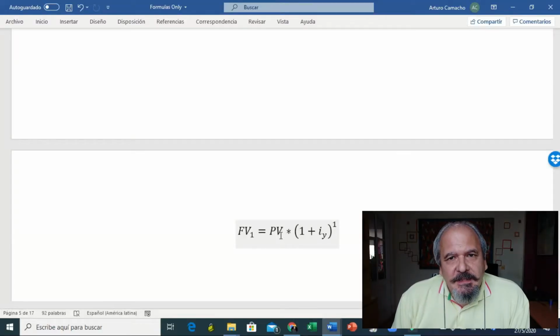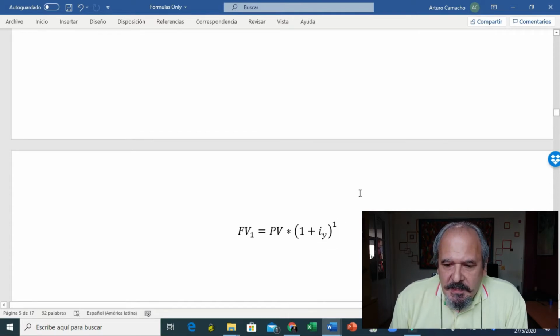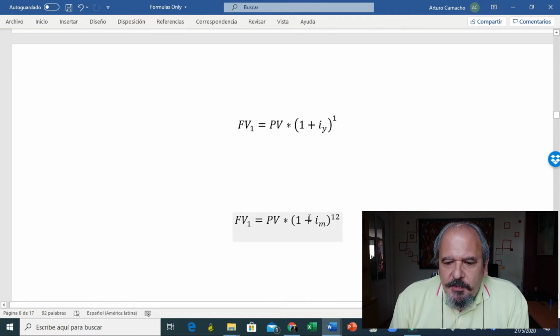Okay, we know that by the end of a year, the formula we already know of future value is the principal times 1 plus interest to the 1, because it's 1 year, and that interest is a yearly interest. And that will be the same if we do it by 12 terms, which is this one over here, but with the interest being a monthly interest. So if both formulas reach the same future value at the end of 1 year, then these two terms must be the same.